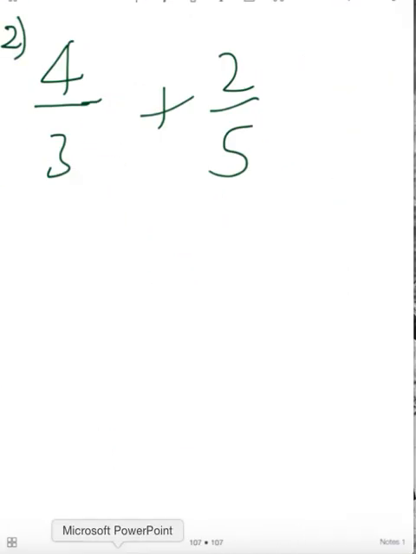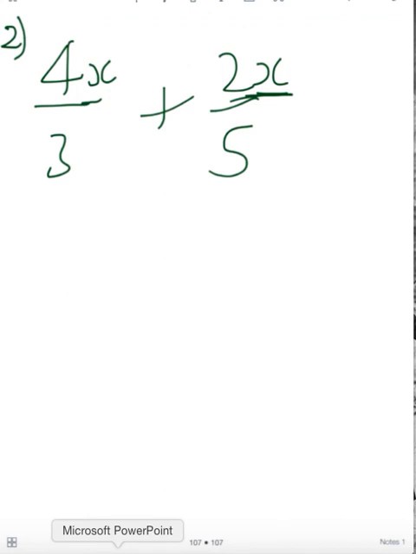Now for the second question, I've written the same question we had before, but this time I'm going to add something special. I'm going to add some algebra. So I'm going to have on top an x here and also another x next to that too. The same fraction line. All right, so we have the exact same fractions, but now I've added an x there and an x on the other side.